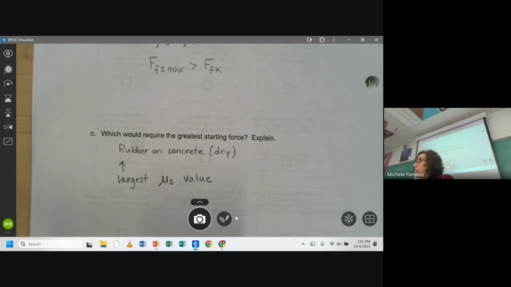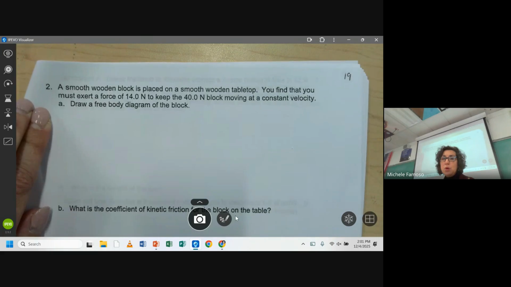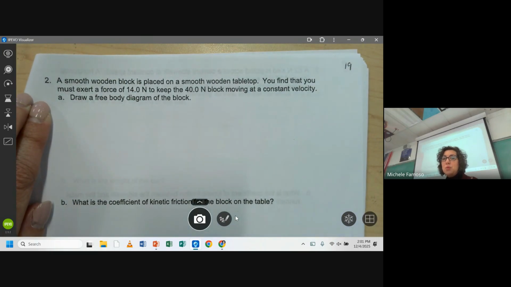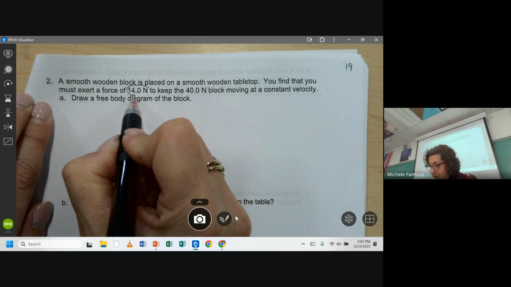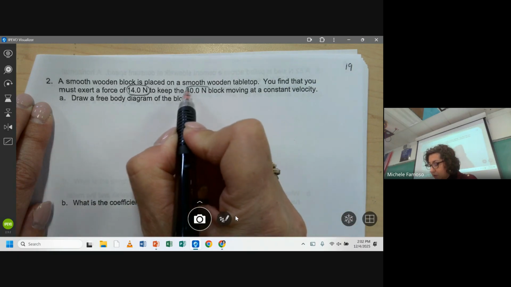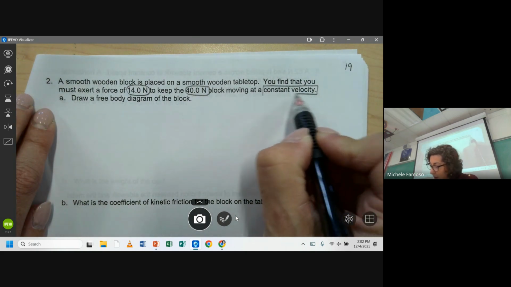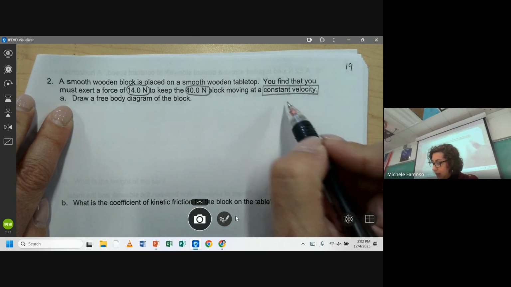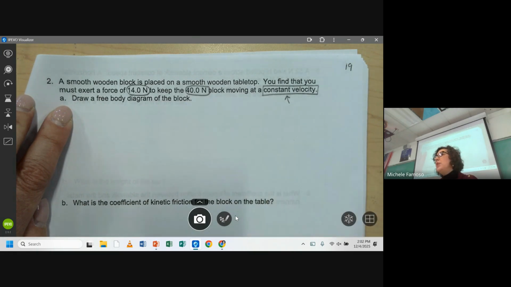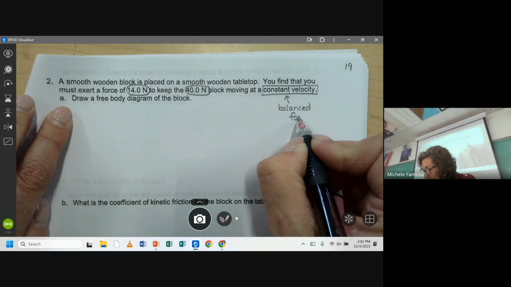Okay, let's now go to page 19. We have a smooth wood block being placed on a smooth wood tabletop. You find that you must exert a force of 14.0 newtons to keep the 40.0 newton block moving with a constant velocity. First thing I want to do is draw a free body diagram of this. Alexis, why is this phrase constant velocity important? That's correct. Good. We have balanced forces here.